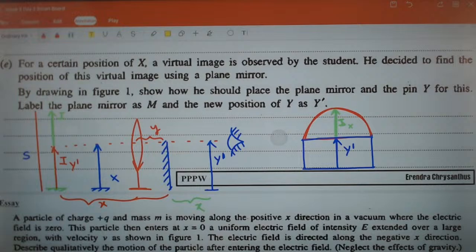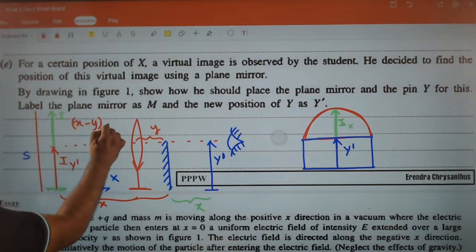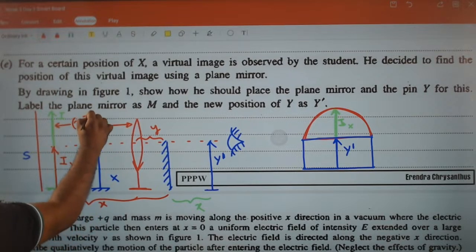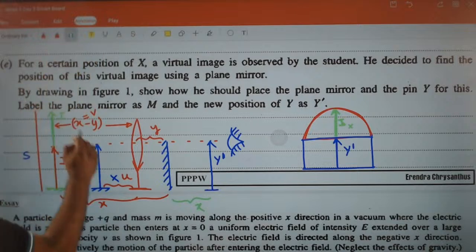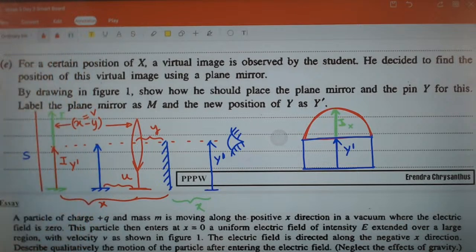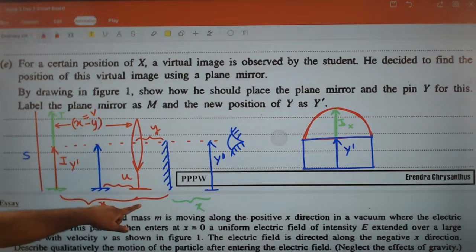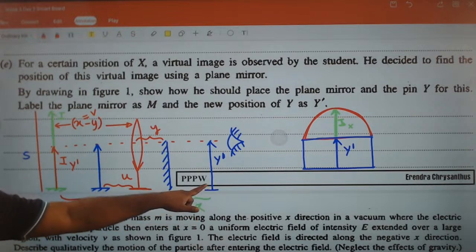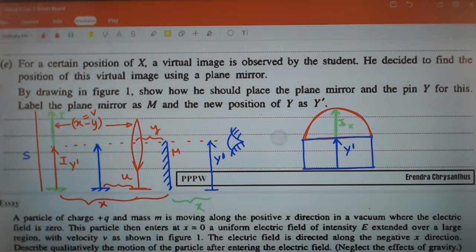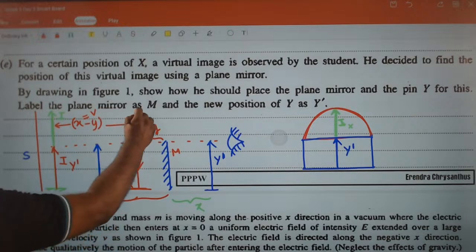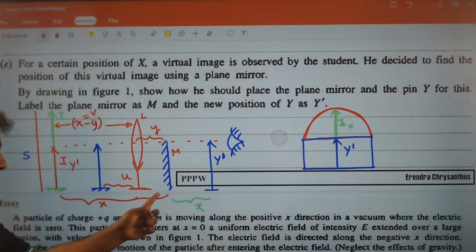So what is your object distance? Object distance here. Oh, sorry, image distance. Image distance is x minus y. Object distance, of course, you can find u. So image distance is x minus y. What is x minus y? X is the distance from the pin to the mirror. Y is the distance between the lens and the mirror. Object distance equal image distance.